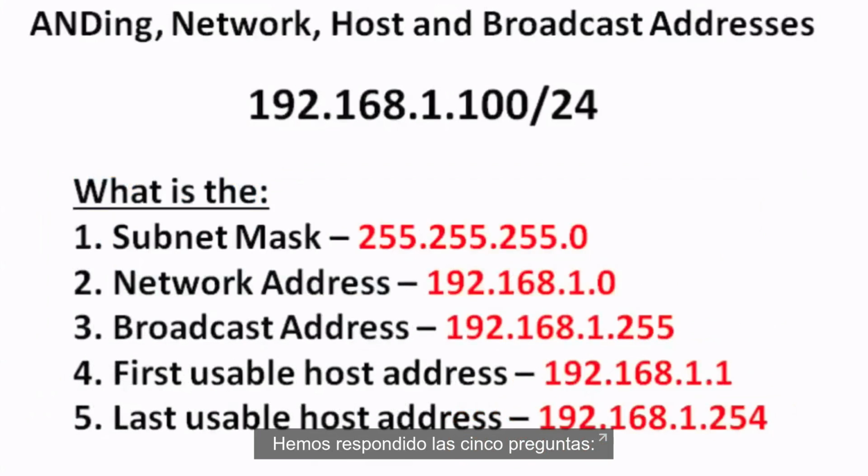So now we've answered all 5 questions: the subnet mask, the network address, the broadcast address, and the first and last usable host addresses, given an IP address of 192.168.1.100/24 with a 24-bit subnet mask.